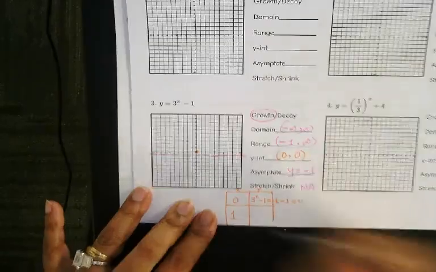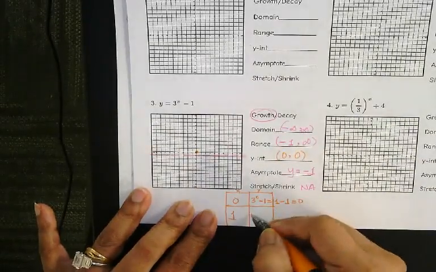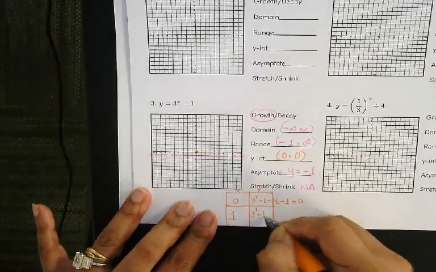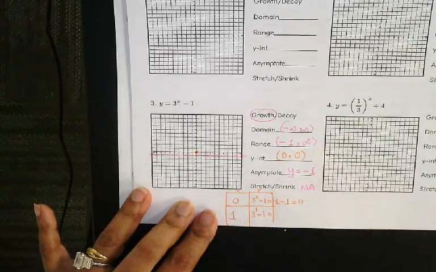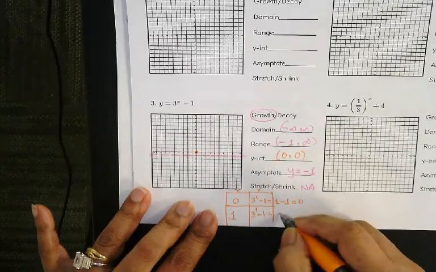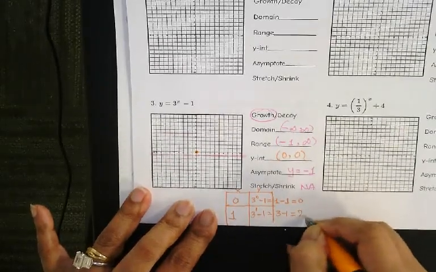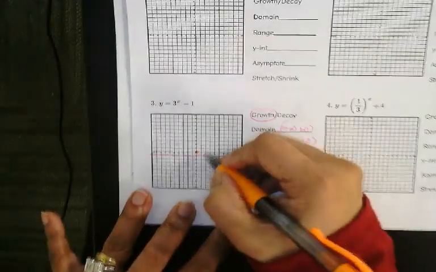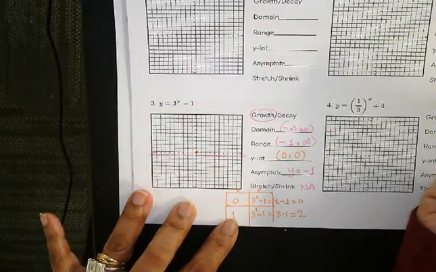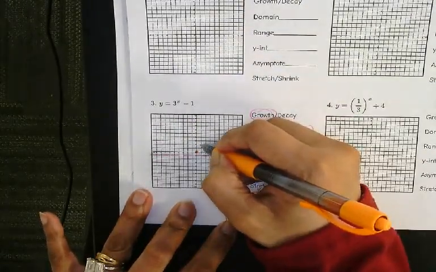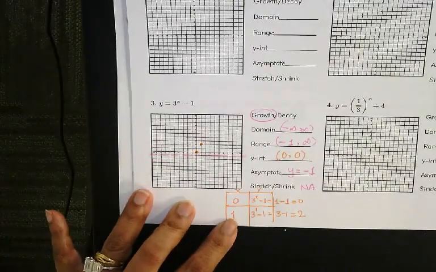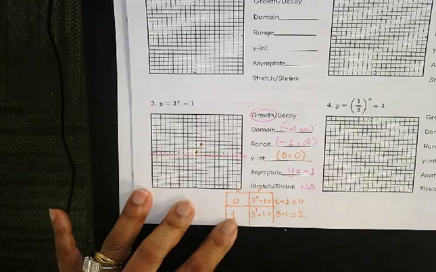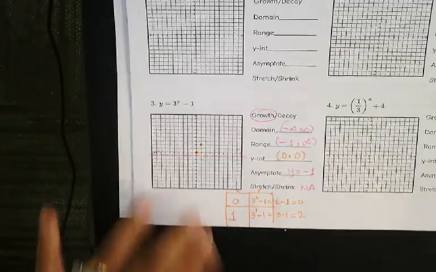Okay, let's plug in 1 over here. So x value is 1. Y value is going to be what? 3 to the power 1 minus 1. So it's going to be what? What's the value? 3 to the power 1 is going to be what? 3 minus 1 is going to be 2. So if x value is 1, y value is going to be 2. So (1, 2). All right. So we have 2 points we can connect. And that's going to give me a clean graph.